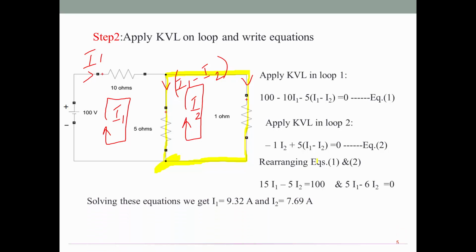Then solving these equations, we get I1 with the value of 9.32 amps and I2 with the value of 7.69 amps. Finally, in step 3 you can calculate the current in the 5 ohm resistor, which is designated as I1 minus I2. Substitute the values for I1 as well as I2. The current flow in the 5 ohm resistor is obtained as 1.63 amps.